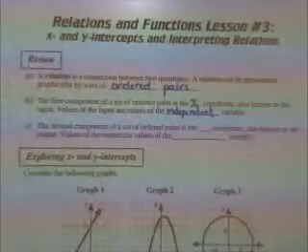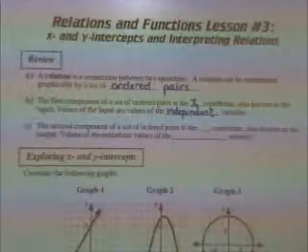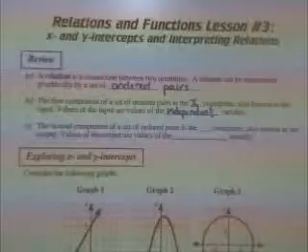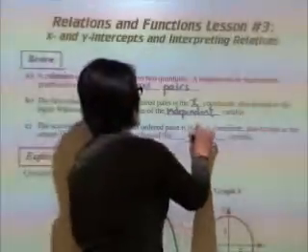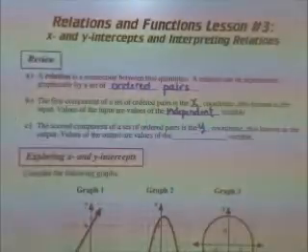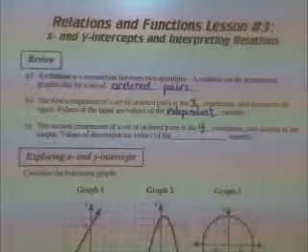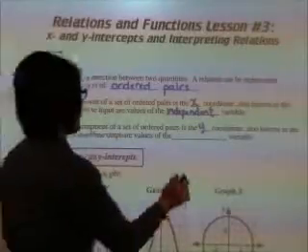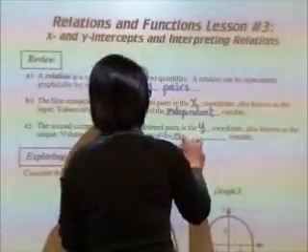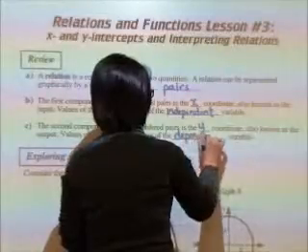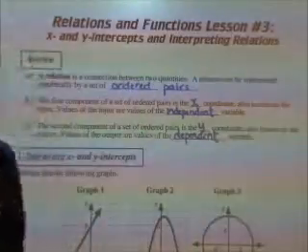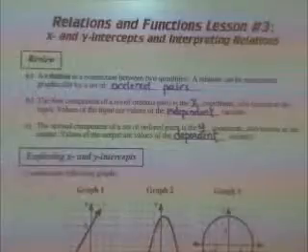The second component is called what? The y-coordinate. It is the output, and the values of the output are called what variable? The dependent variable, because it depends on the input. So the output is dependent on the input.